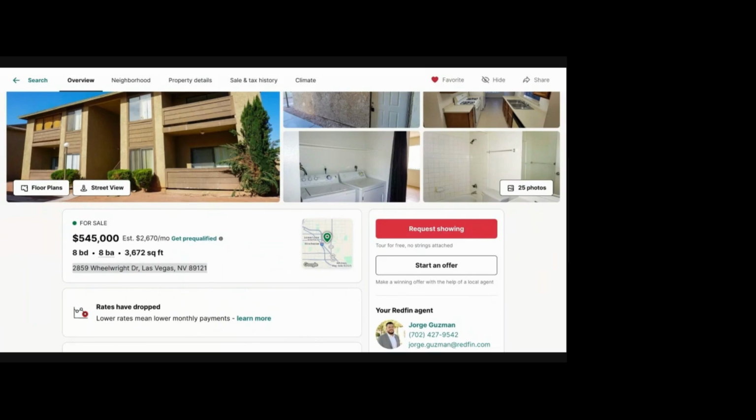So I'm assuming I should still keep the wholesale fee in the calculator when I go to Deal Machine. Yes, you should and you shouldn't. I think by the time you get to the calculator, a couple of things have to happen for you to determine if that's going to be the right move or not.